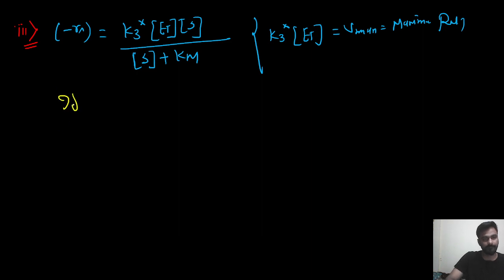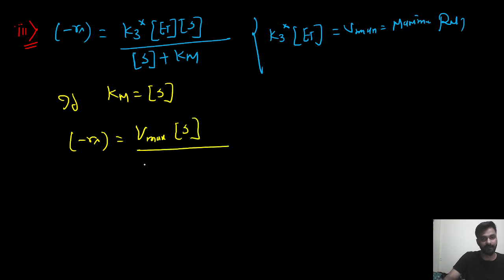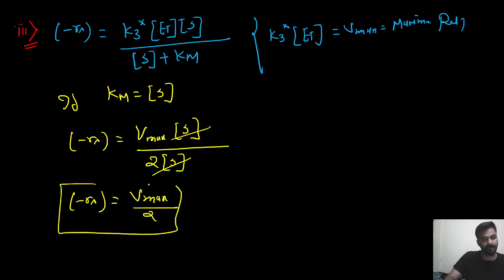If case 3, if Km is equal to the concentration of S, what will happen here? So the rate will be equal to minus Rs, that is equal to Vmax into concentration of S divided by 2 concentration of S. So this S and concentration of S will get cancelled out. So the rate will be equal to Vmax by 2. So these three parameters, three cases, are very important.